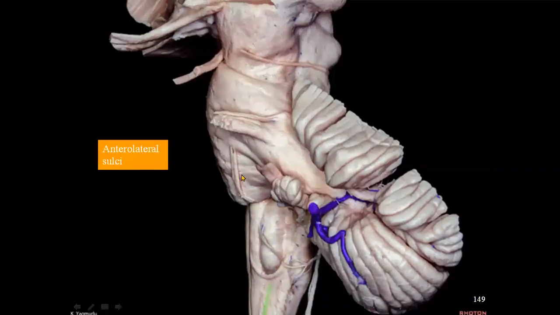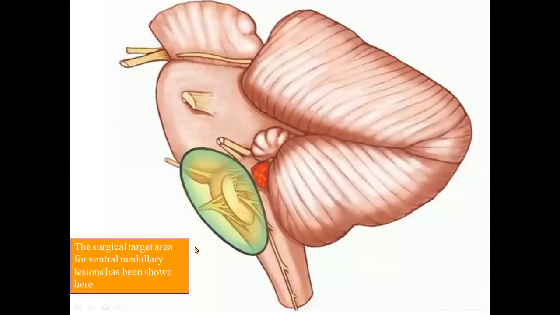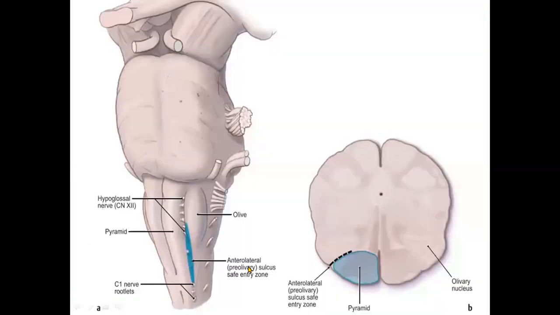Starting firstly, the importance of the anterior lateral sulci on the medulla. The surgical target area for ventral medullary lesions can be shown here, and the anterior lateral sulcus is anterior to the olive. So this is called the anterior lateral, or pre-olivary sulcus, for safe entry zone.